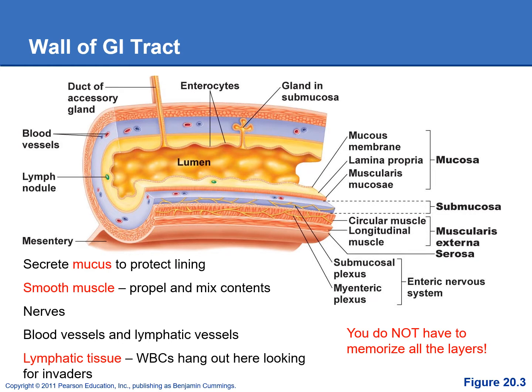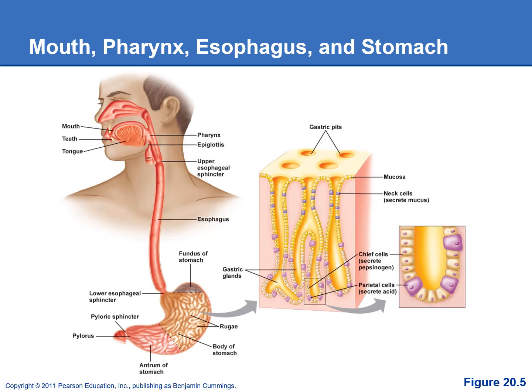And then there's obviously blood vessels and lymphatic vessels, which are needed to absorb the nutrients and water. And then we also have lymphatic tissue throughout the GI system as well. And this is where white blood cells will hang out and look for any invaders. And keep in mind, you do not need to memorize all of these layers. We're going to take a look at the mouth down to the stomach first.